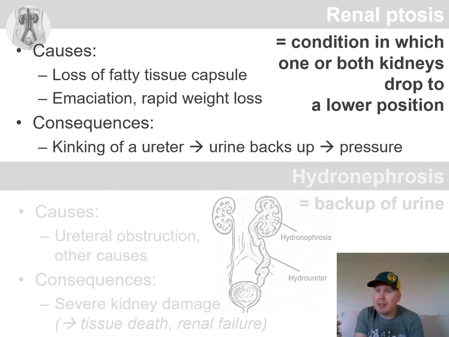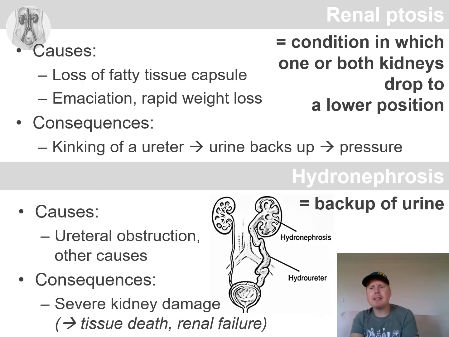As a result, the ureter may become kinked, causing urine to back up and exert pressure on the kidney tissue. And let's consider this a little further. This backing up of the urine can cause severe damage to the kidney, leading to tissue death and eventually to renal failure.